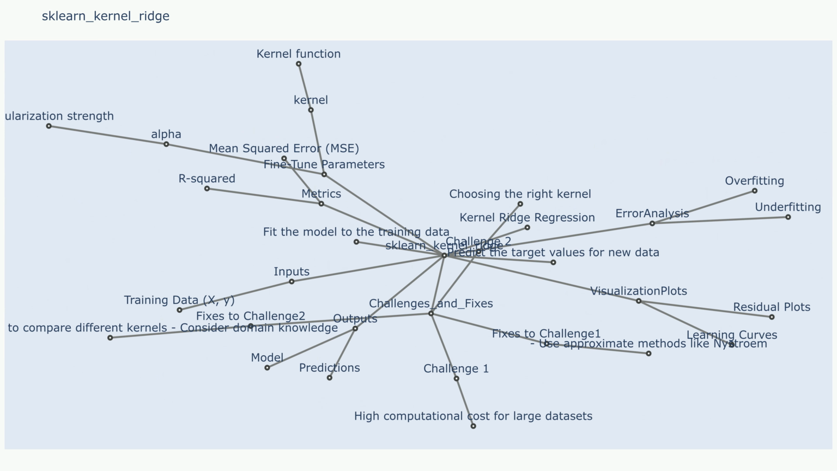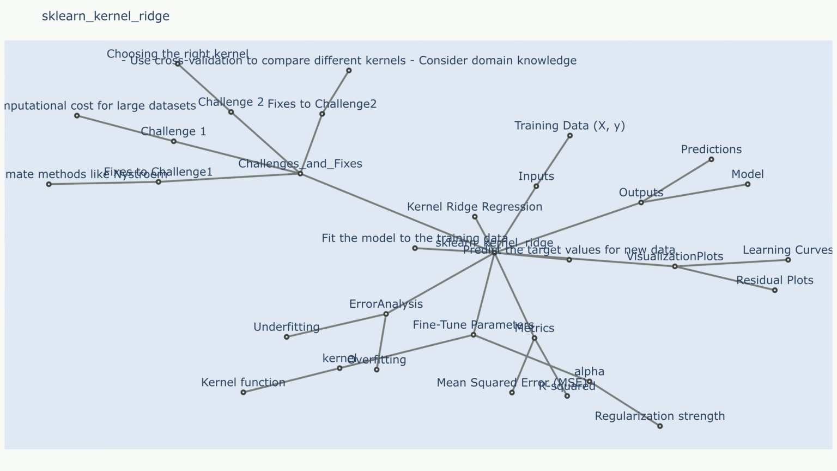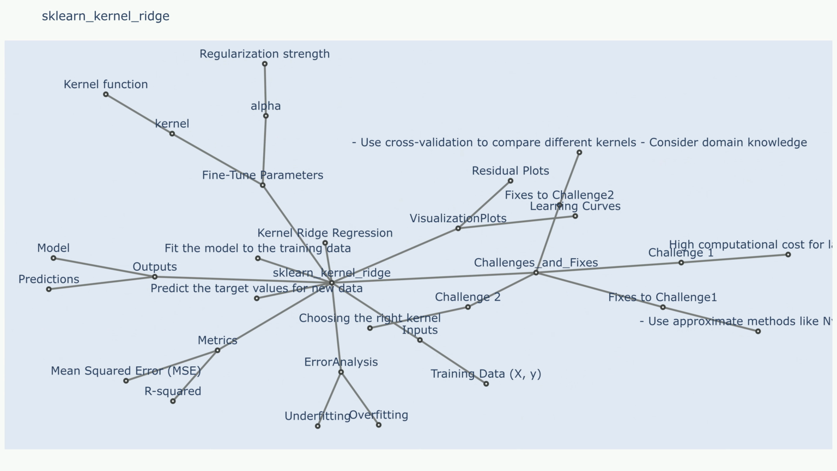Metrics. Mean squared error. MSE measures the average squared difference between predicted and actual target values. Lower MSE indicates better model performance. R squared. R squared indicates the proportion of variance in the target variable explained by the model. Higher R squared values suggest a better fit.